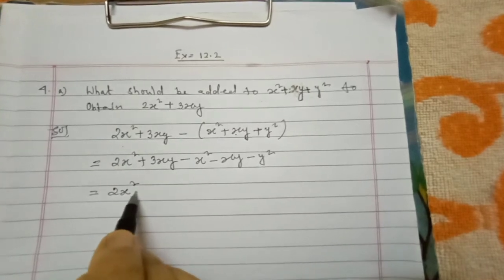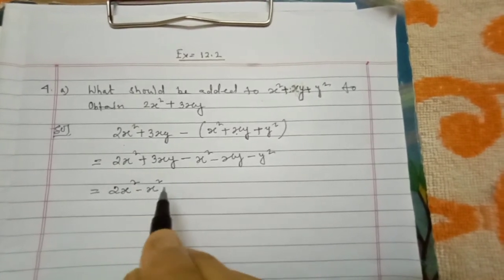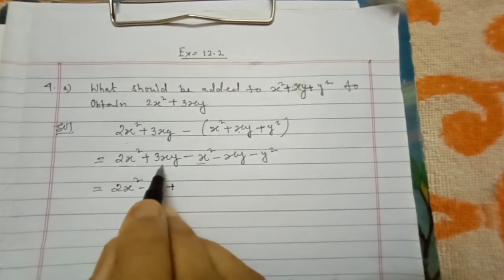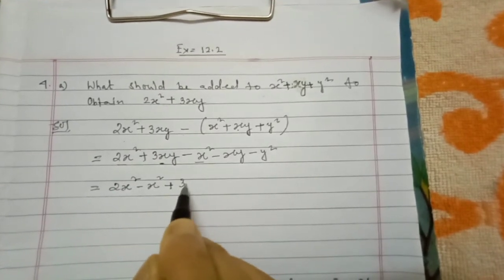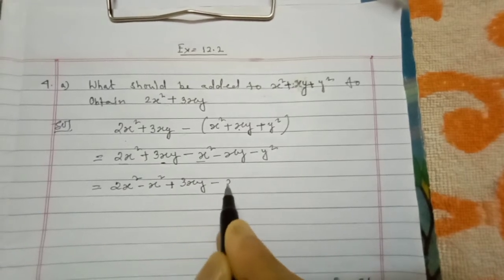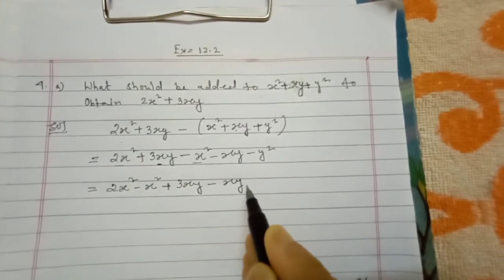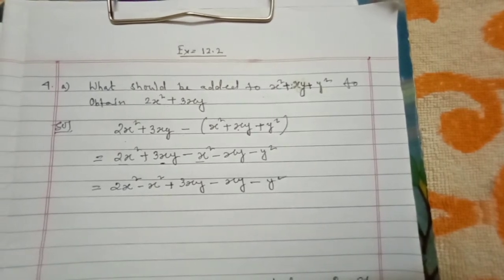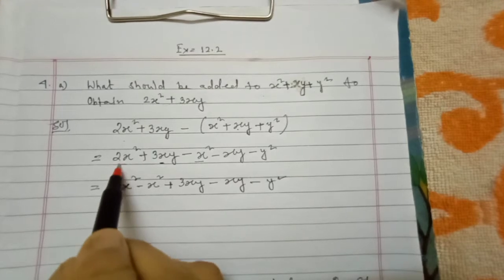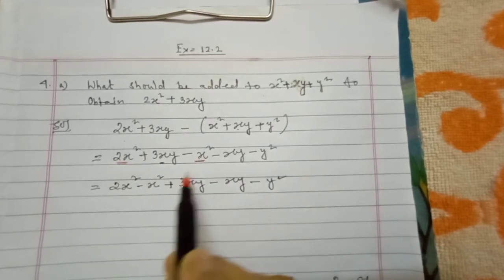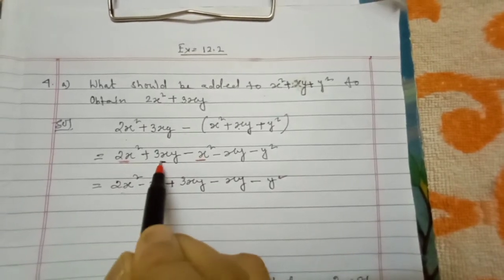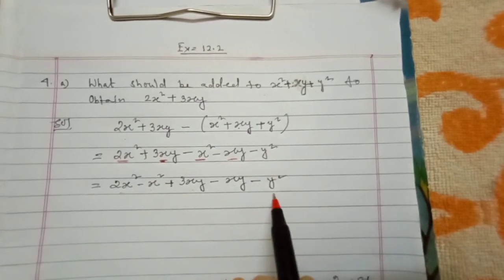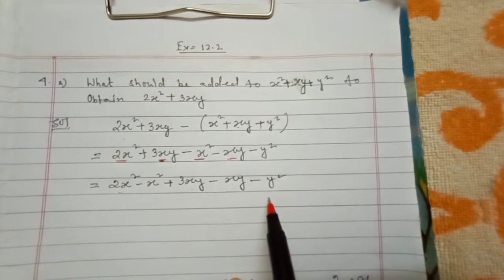2x square minus x square plus 3xy. 2x square minus x square we have written. 3xy minus xy, and this one is extra, minus y square. So according to the like terms, 2x square and x square are two like terms. 3xy and xy, these two are like terms, and another one is extra. So you have to write it in this way.